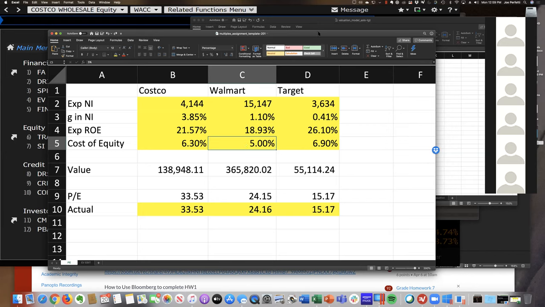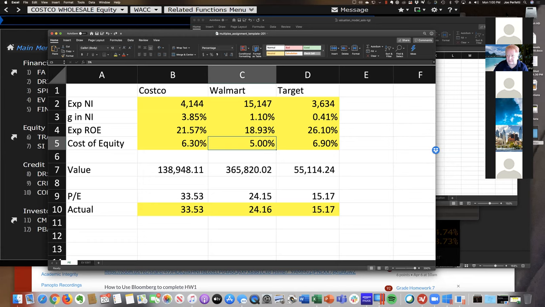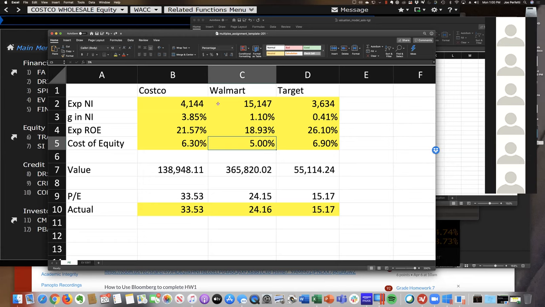All right. So now, let's talk about Costco versus Target. What's causing that difference in growth and spread? Okay, so in this case, Costco is trading at a premium to Target because, number one, much higher growth rate, 3.8% versus 0.4. But what's interesting is Target actually has a higher spread than Costco, 26.1 minus 6.9. So let's call that 19 points of spread versus 15 points of spread.